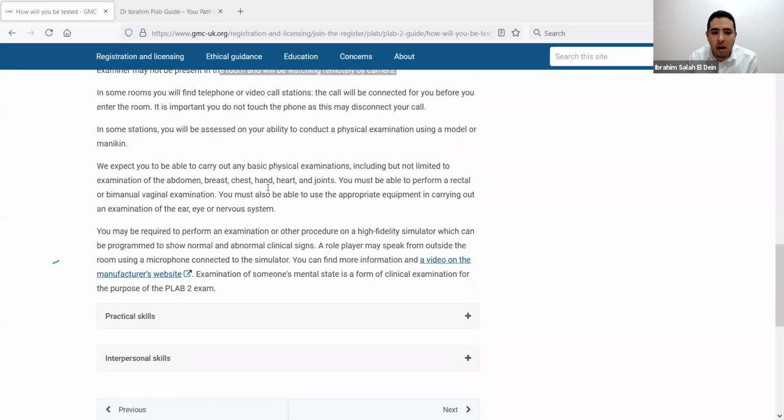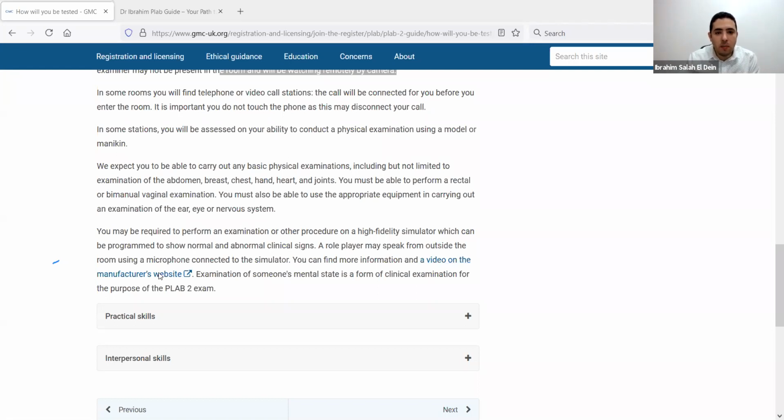We expect you to be able to carry out any basic physical examination, including but not limited to examination of the abdomen, breast, hand, heart, and joint. You may be asked to perform a rectal, bimanual, or vaginal examination. You must also be able to use the appropriate equipment when carrying out an examination of the ear or nervous system. Actually, there is a slight difference between the shape of equipment in the UK and other countries. So you need to make yourself familiar with the shape of these instruments. It is very important, and I will talk about this aspect in detail. I know that a lot of people have questions about it.